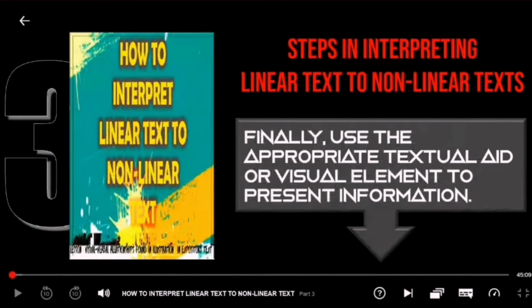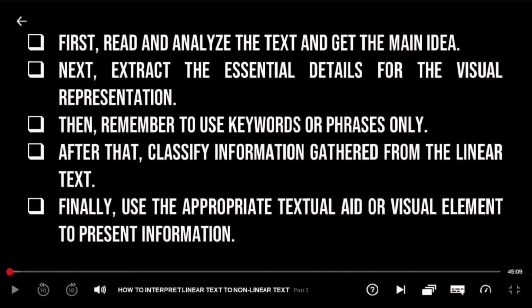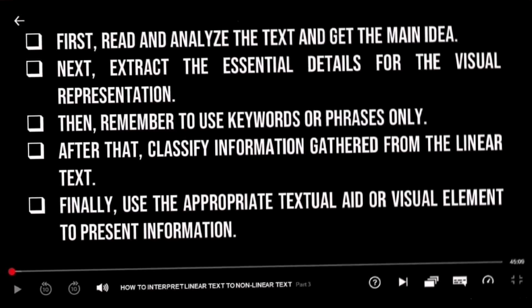And finally, use the appropriate textual aid or visual element to present information. We all know that using textual aids or visual elements is dissecting complex information and helping cover heavy topics enjoyably, and sustaining readers' attention while doing so. Keeping these steps in your mind, I positively believe that you can quickly transform or interpret an expository text into a compelling infographic, which will be a surefire way to carve your story into the reader's memory.